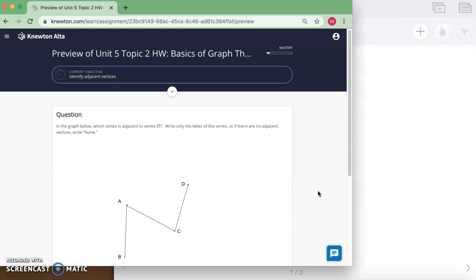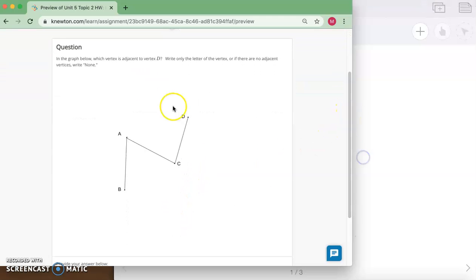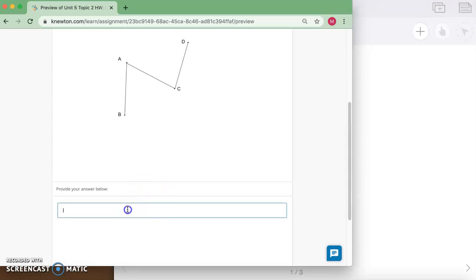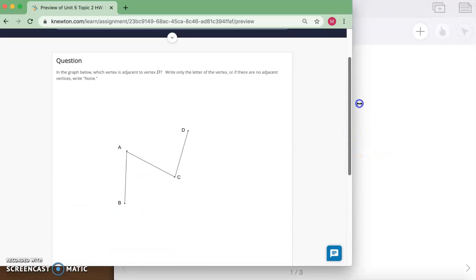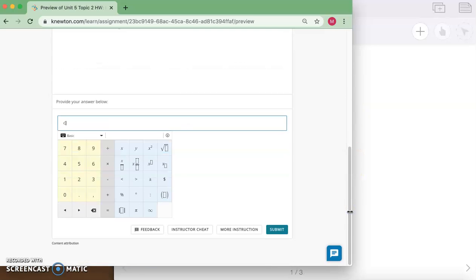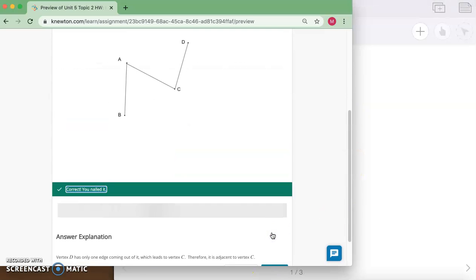In the graph below, which vertex is adjacent to vertex D? Remember, adjacent means that it's connected by an edge. So let's see, it looks like vertex D is only connected to C. It's not connected by an edge to A or B. So the answer should be C. Oops. Write only the letter of the vertex, or if there are none, write none. Okay, so let's write C. Submit. Correct, you nailed it.